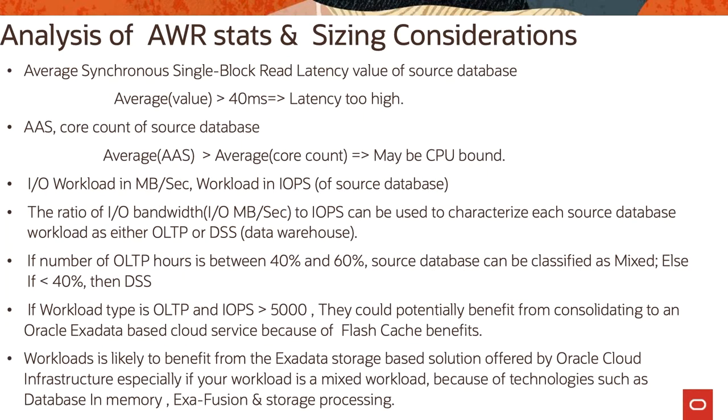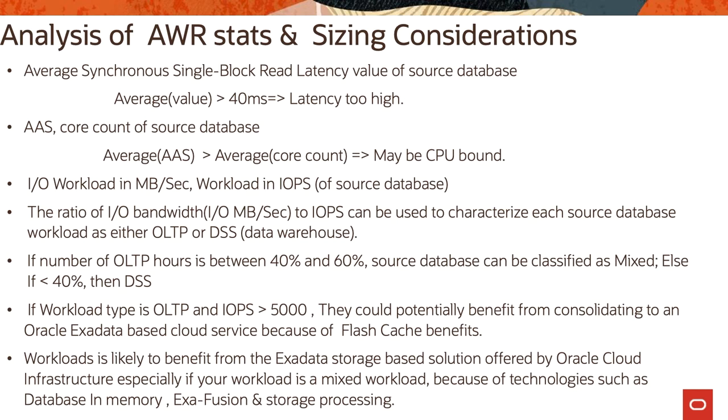Now take a look at a few other analyses from the AWR reports. Since we are going to do a sizing or look at consolidation, we also have to look at what it shows for average synchronous single block read latency values. Think of it like this: if the average value is greater than 40 milliseconds, it translates to latency being too high. Average active sessions versus core count of the source database: if average active sessions is greater than the total number of cores present on the physical or virtual system, that indicates it might be CPU bound.